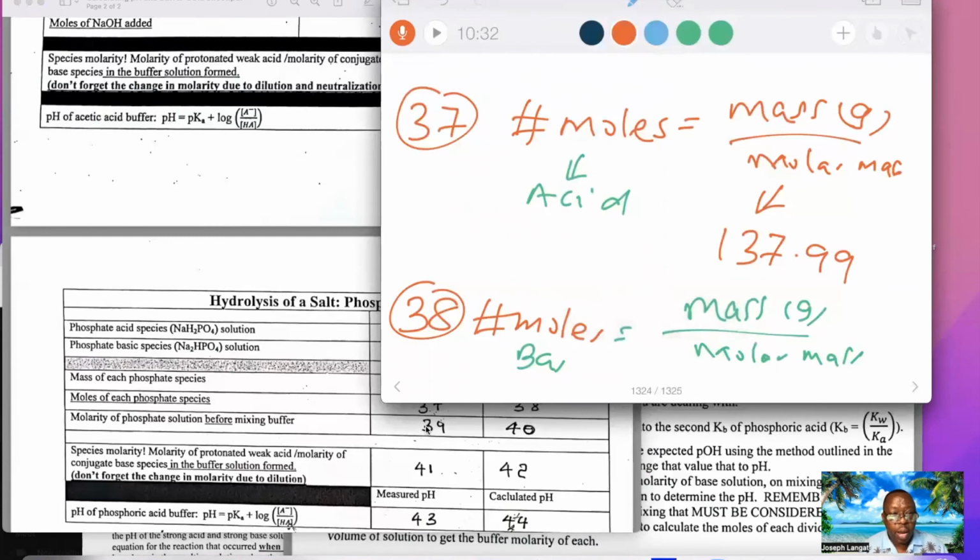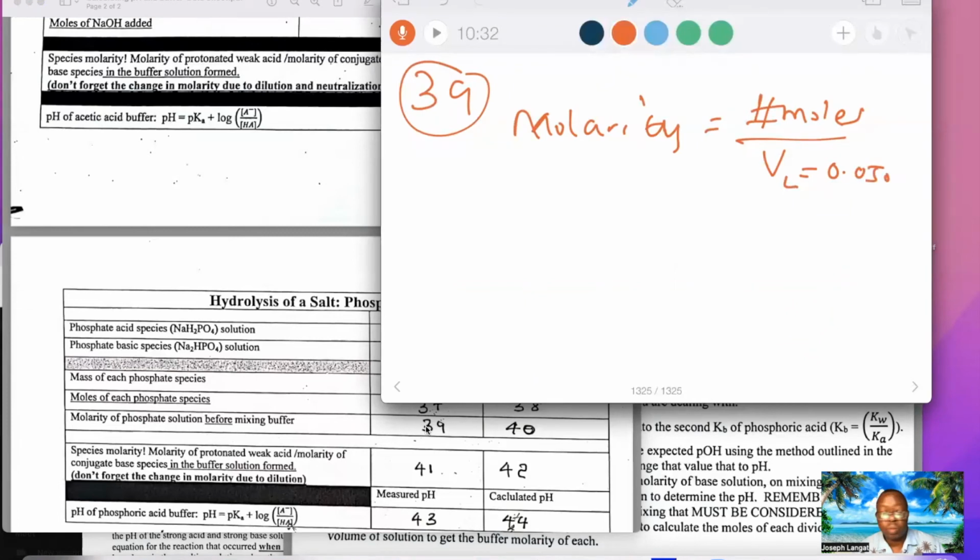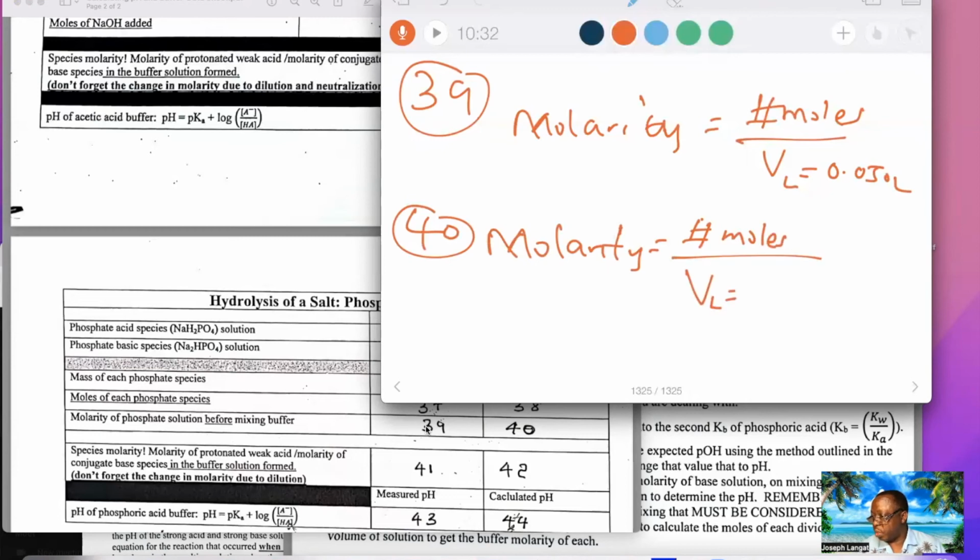Now, 39, molarity of the acid: number of moles over volume in liters before mixing. And here, this is 0.050 L. Number 40, molarity of the base: number of moles over volume in liters, which is 0.050 liters. It's going to give you that.